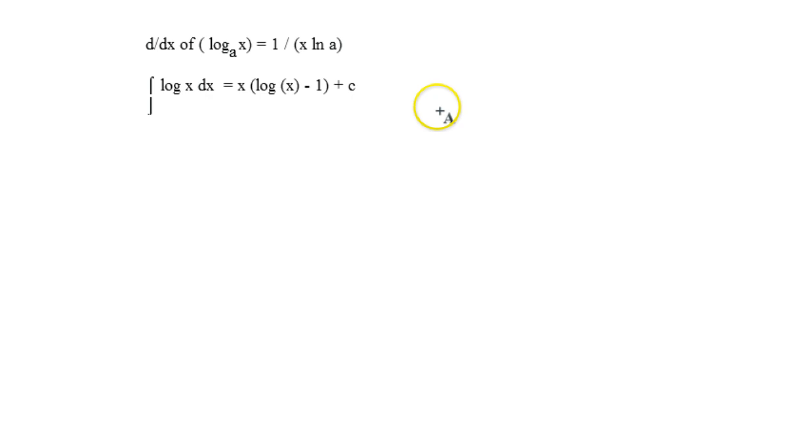So simple as that. Just understand, not the chain rule, the quotient rule, because this is going to be a change of base formula. Now the integral of log x dx is going to be x times log x minus 1 plus c. You're not going to see that too much this semester. You might see it a little bit later, but it's definitely going to be helpful to at least know these rules right here.